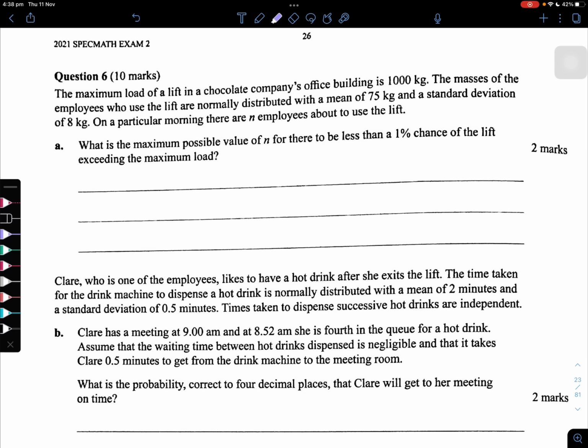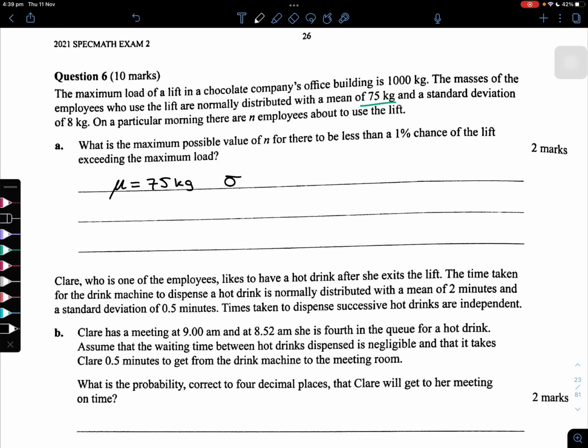Okay, the maximum load of a lift in a chocolate company's office building is 1,000 kilograms. The masses of employees who use the lift are normally distributed with a mean of 75 kilograms and a standard deviation of 8 kilos. On a particular morning, there are n employees about to use the lift. What is the maximum possible value of n for there to be less than a 1% chance of the lift exceeding the maximum load?